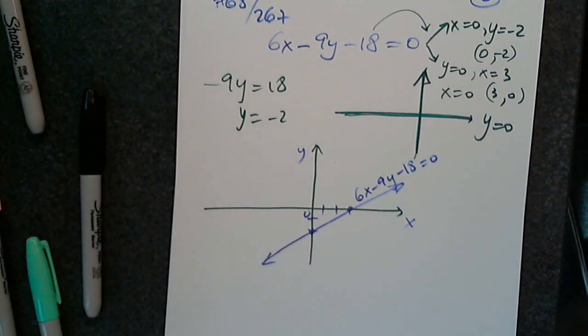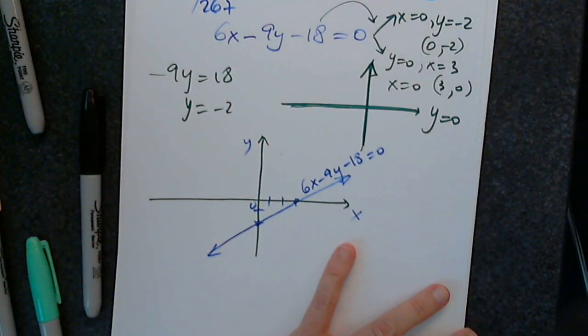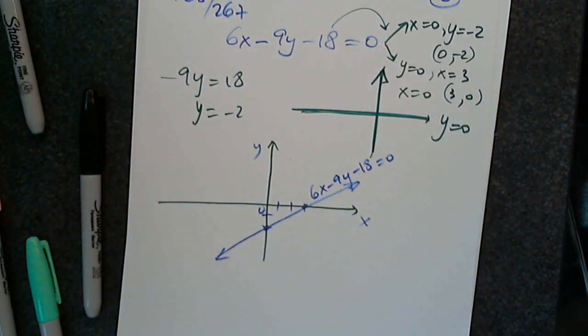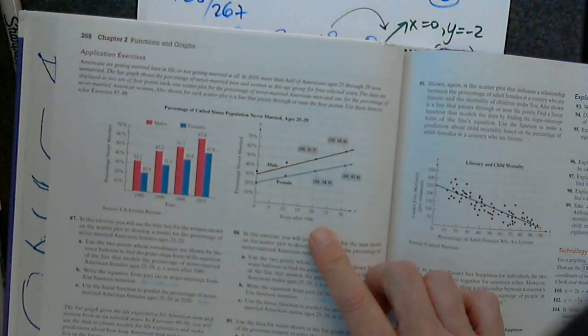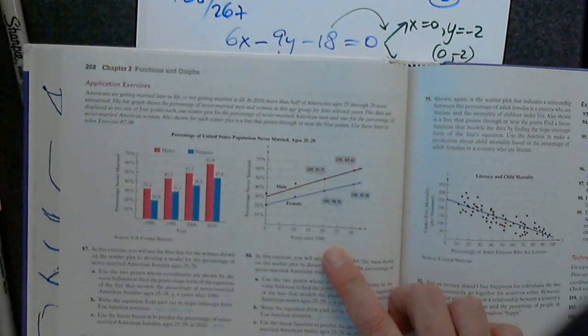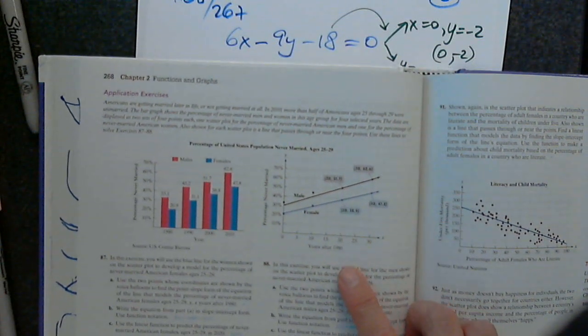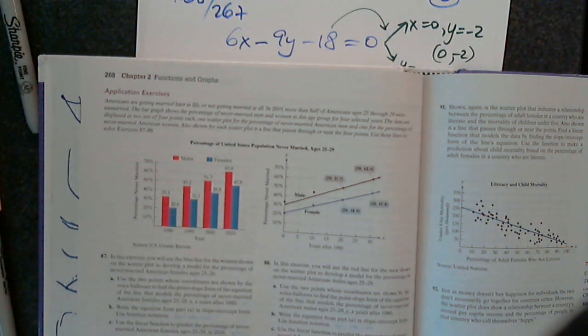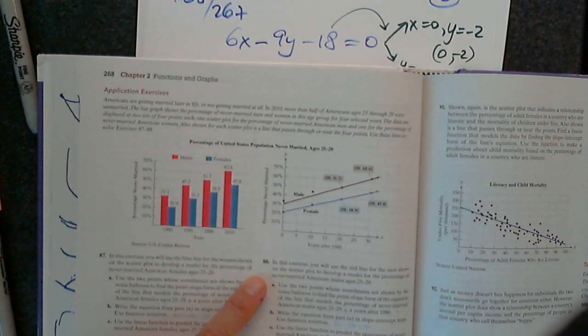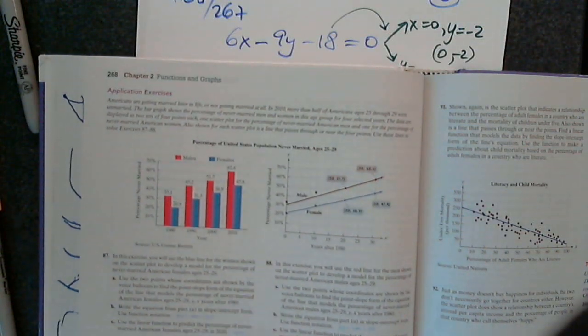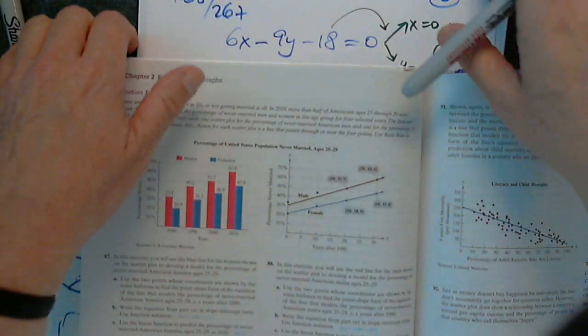I would like us to look at a word problem to see when we model real-life situations using linear equations. Okay, so I'm going to just zoom in on the graph. Here's the graph for us. This is problem 88 on page 268.